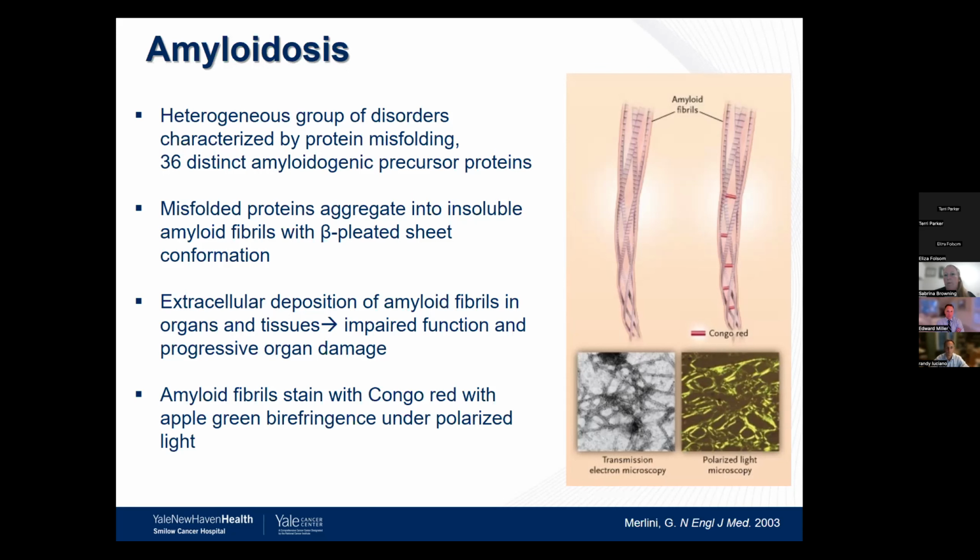Amyloid fibrils, which are depicted in the figure here on the right, have a unique appearance on electron microscopy, where they are rigid, non-branching fibrils and typically measure 8 to 12 nanometers in diameter. Additionally, the structure of amyloid fibrils leads to positive staining with Congo red dye in tissues and an apple green birefringence that is observed when amyloid is viewed with polarized light microscopy. This is illustrated in the bottom panel of the figure here on the right.